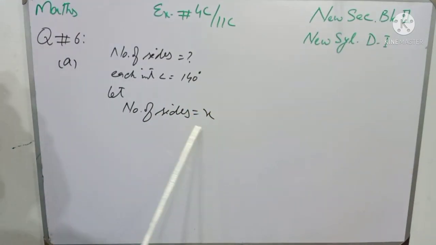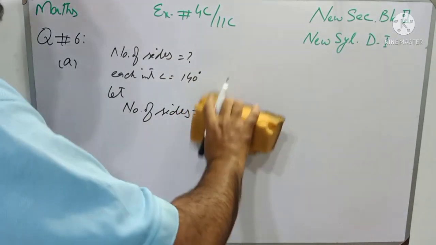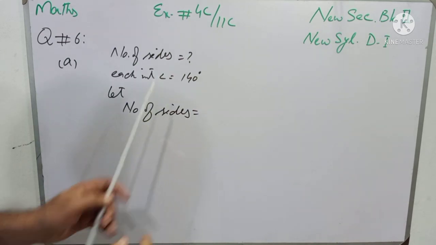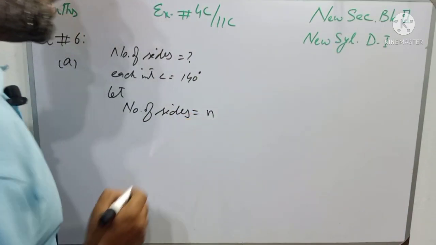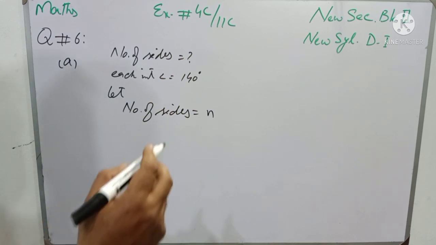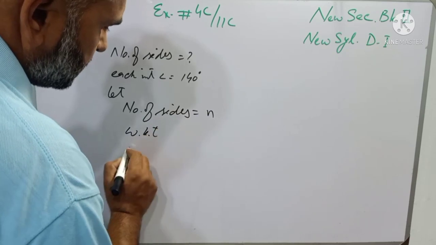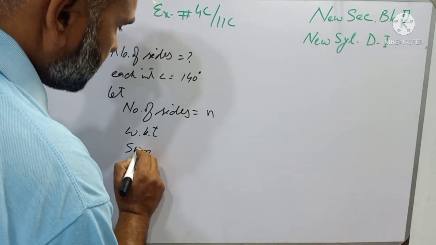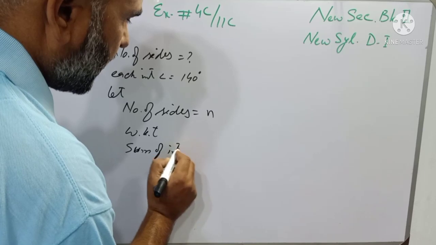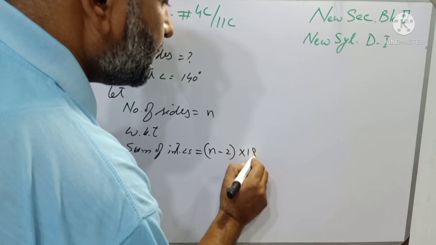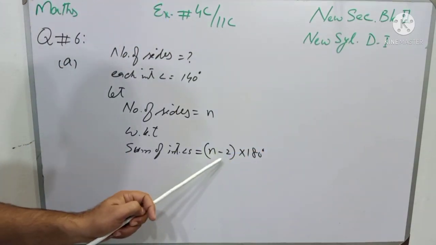I will write the number of sides as n, as in the formula we use: the sum of interior angles of any polygon is equal to n minus 2 multiplied by 180. So n means the number of sides. Here I will suppose that the number of sides is equal to n. And students, you know the formula. We know that the sum of interior angles is equal to n minus 2 multiplied by 180 degrees. And n means the number of sides.